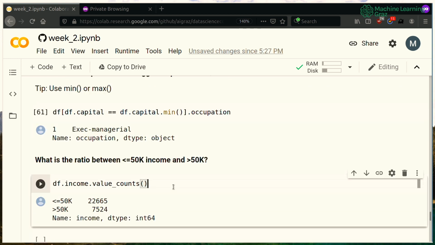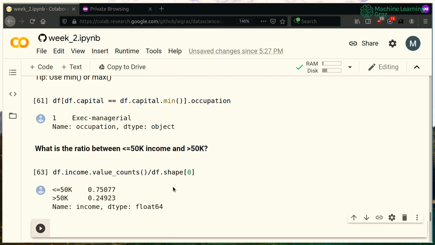So the way we do this, we would calculate the value counts. And one cool trick is you can actually make operations in the line. So if I want to create the ratio, I could divide this by the total amount of people. So I would write df.shape 0. And this should work. And we can see that 75% of the people actually don't earn more than 50k. So only 24.9% actually earn.